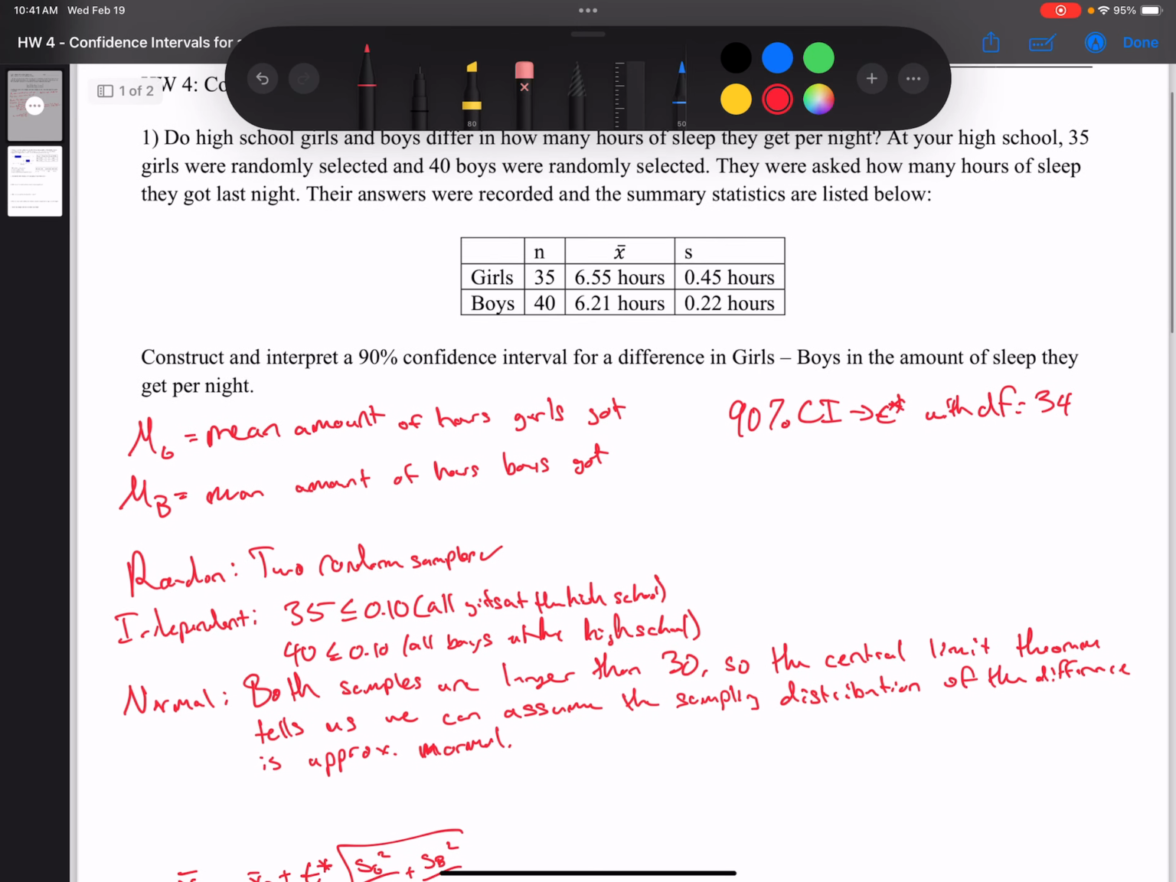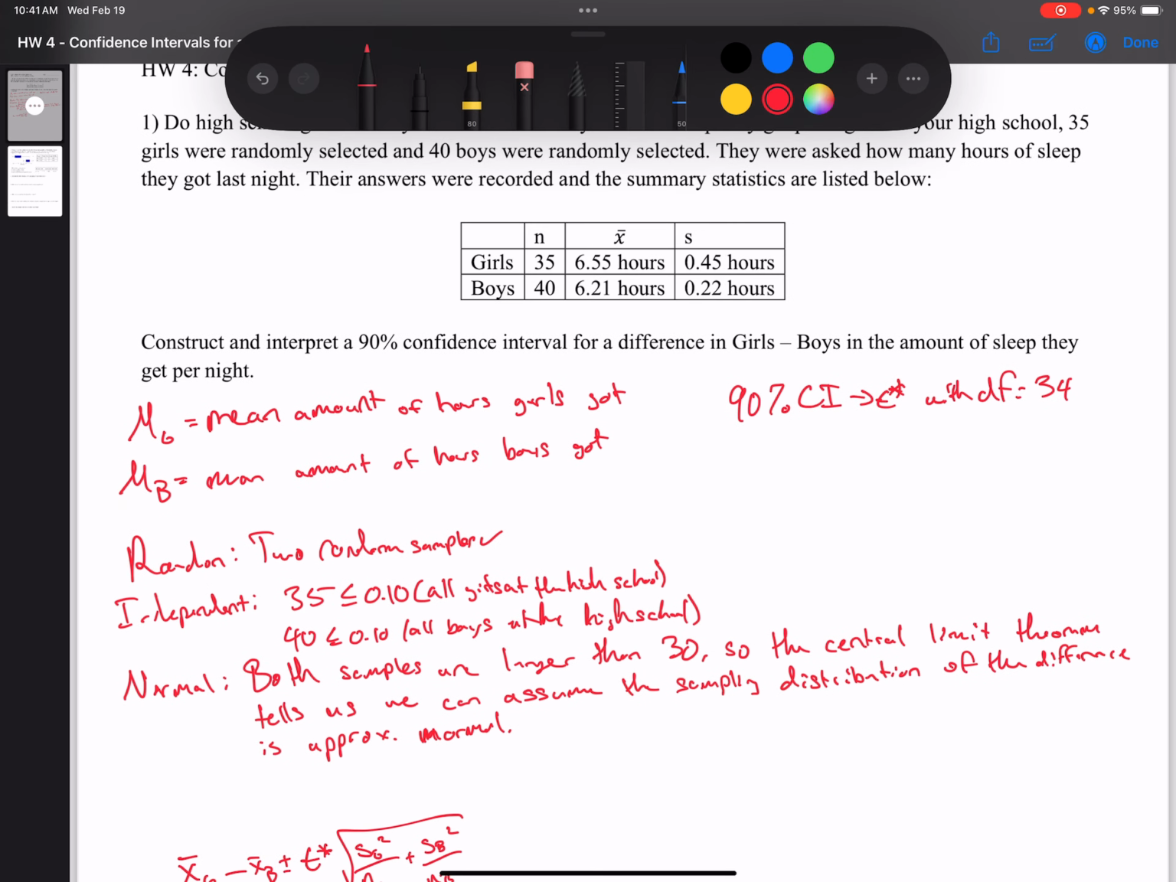All right, so for number one, you had to construct and interpret a 90% confidence interval for the difference in girls minus boys and the amount of sleep they get per night. I hope you were able to get at least some of this, because of course a lot of this is the same sort of concepts over and over again. You have to communicate your variables.